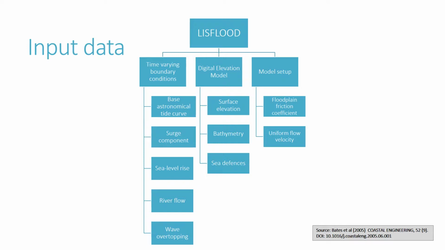The digital elevation model dictates how and where the water will move across the grid, and sea defences can be digitised into the model domain. A uniform or cell-by-cell floodplain friction coefficient is applied to the model grid to simulate friction values of the land which the water flows across. A uniform flow velocity can also be applied at the model boundary to determine how fast the water moves into the model domain.